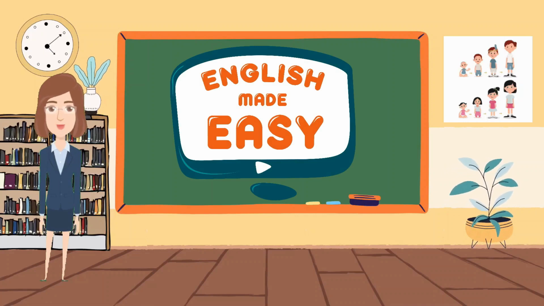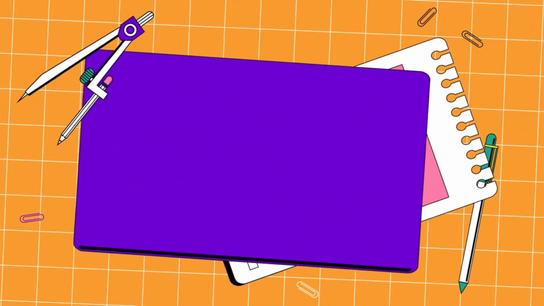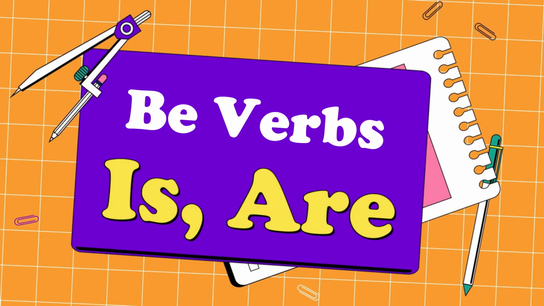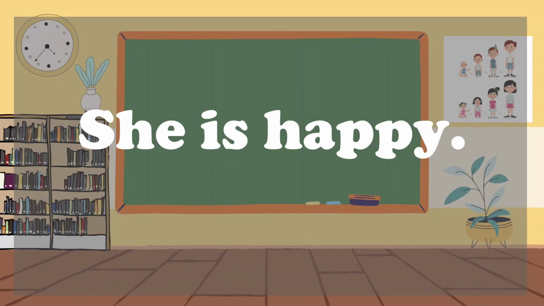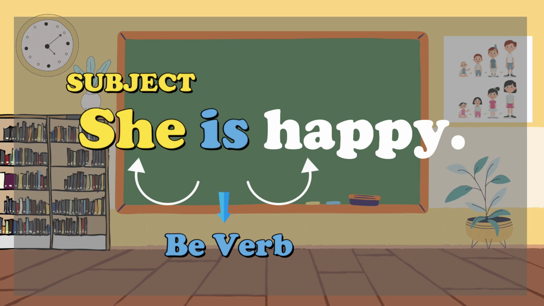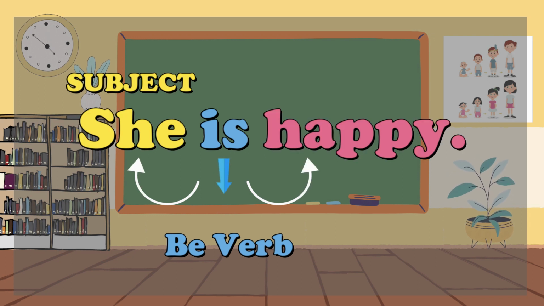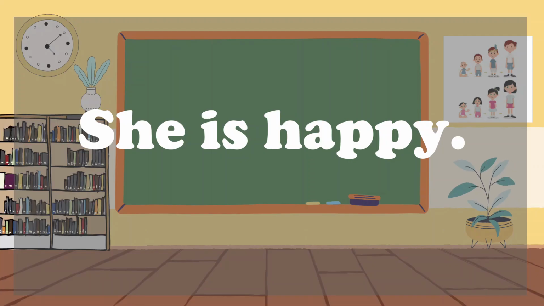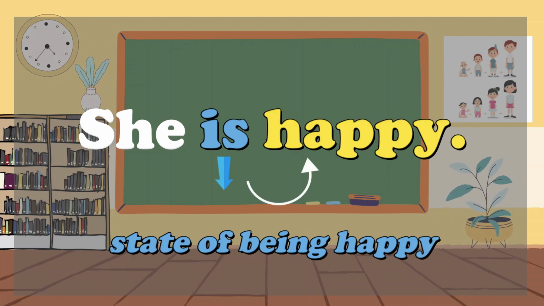In today's lesson, we are going to deep dive into when to use the be verbs is and are in the English language. Be verbs, or helping verbs, are special verbs that connect the subject of a sentence to additional details about the subject. They don't show action. Instead, they establish a relationship or state of being.